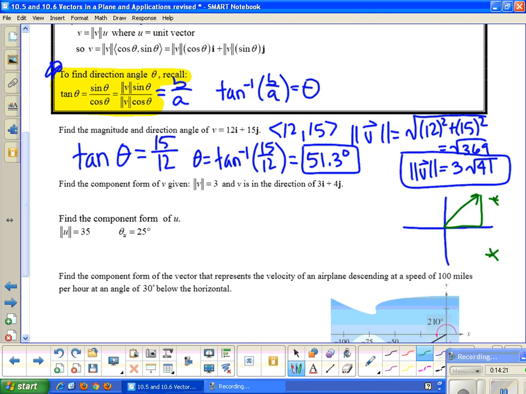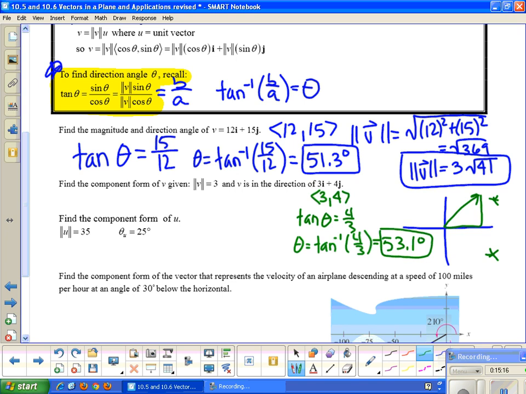So the next one says find the component form of vector v, given that the magnitude of v is 3, and v is in the direction of 3i plus 4j. This direction can help me figure out the angle. To find the angle, I'm going to use the tangent inverse. The tangent of theta is equal to 4/3, so theta is equal to the tangent inverse of 4/3, which is close to what we just had in the last one, 53.1 degrees. So that would be theta.